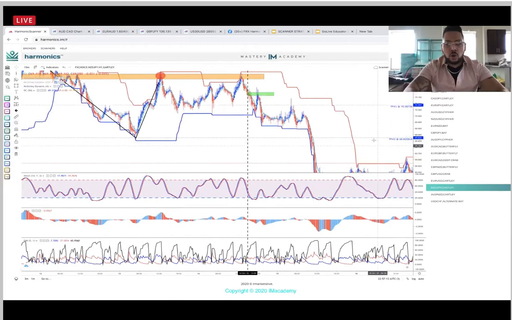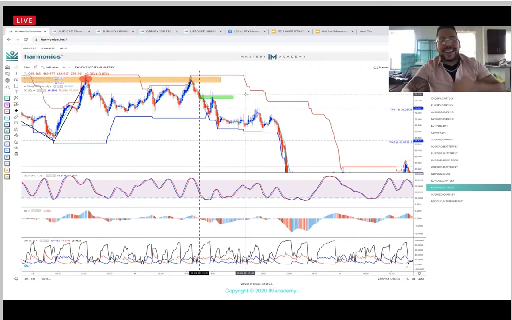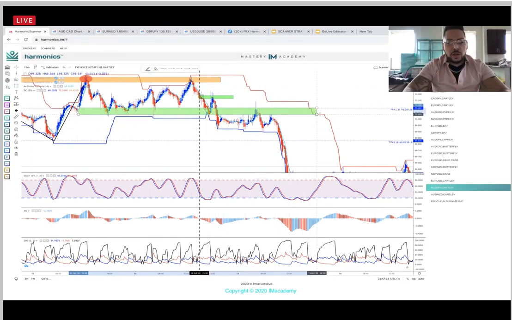Let's say you were just holding and swinging the trade. Look at how the market keeps going down, and it will do it again and again and again. So look, market makes another structure point right over there.